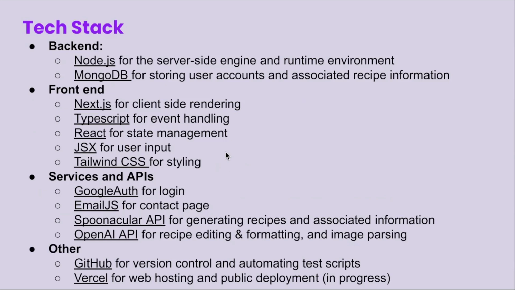So we used a variety of technologies to develop our app. For our backend, we use Node and MongoDB as a database to store information. For our front end, we used various technologies, including React and Tailwind for styling. We also use additional services and APIs like Google Auth for login, Spoonacular to retrieve recipe data, and OpenAI to help format ingredients as well as other features. We also use GitHub and Vercel to simplify development.